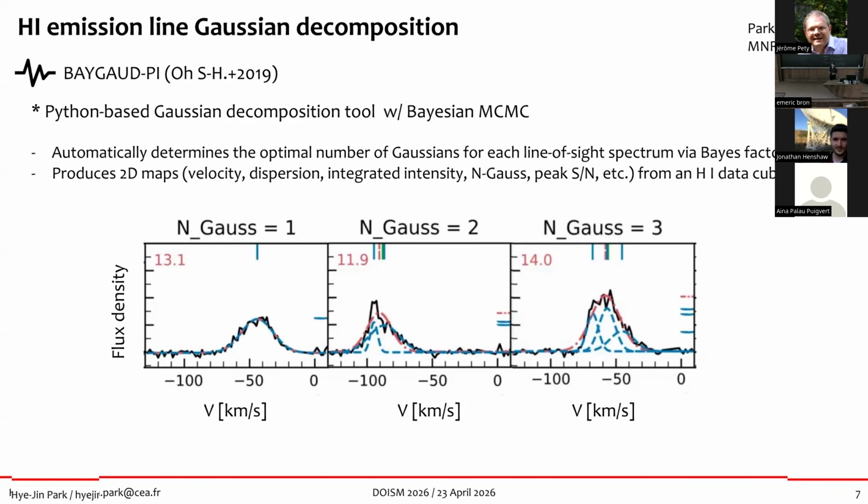The tool I used is BAYGAUD-PI. This is a Python-based Gaussian decomposition tool with a Bayesian MCMC method. The advantage of using this tool is we don't need to give it the number of Gaussians. It automatically finds the optimal number of Gaussians per velocity profile via the Bayes factors. And then it gives us the 2D maps of velocity, dispersion, integrated intensity, number of Gaussian peaks, signal to noise, etc. from the H1 data cube.